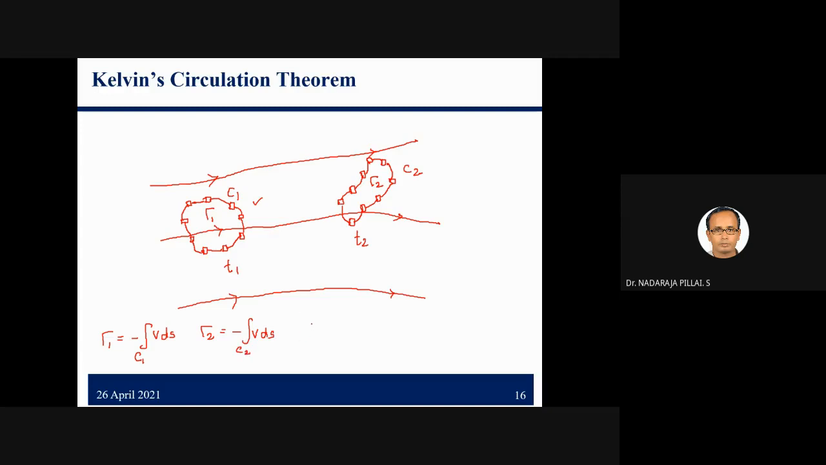Now we can write gamma 1 is equal to gamma 2. That is the point here, right? And the substantial derivative, if one wants to consider, d gamma by dt is equal to 0. So the mathematical statement of Kelvin circulation theorem says that the time rate of change of circulation around a closed curve consisting of the same element is 0.